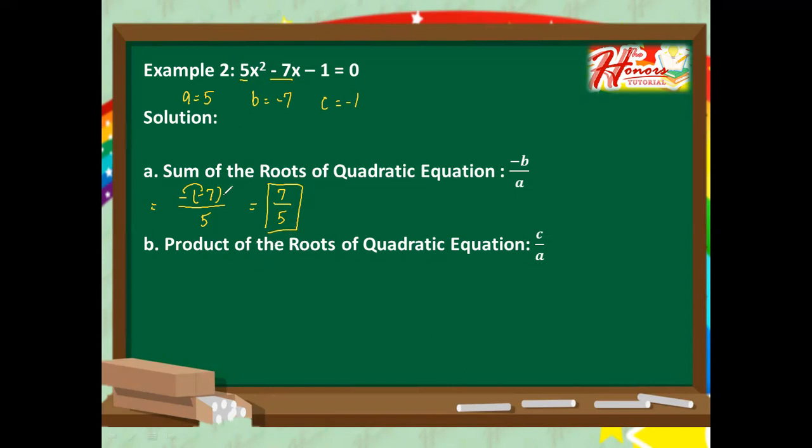Next, product of the roots of quadratic equation. Please substitute the values of C and A here. So for C, we have here -1. For A, we have here 5. And then please check if there's still a number that can divide the numerator and denominator at the same time without remainder. So in the case of -1/5, there's none. So the answer is -1/5. So that's for example 2. Let's move to another example.